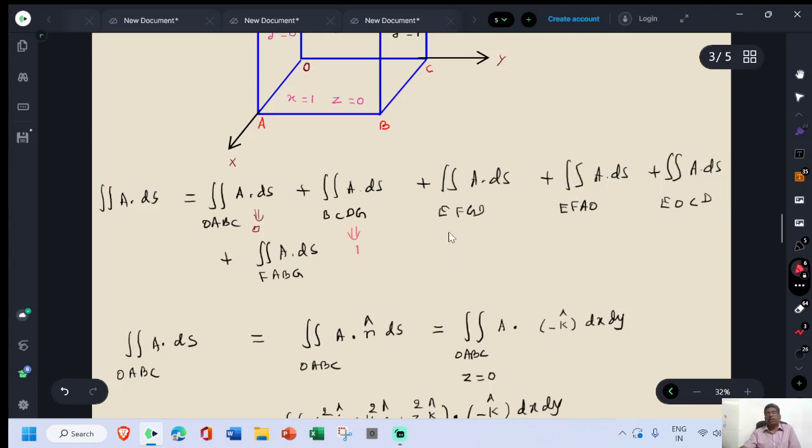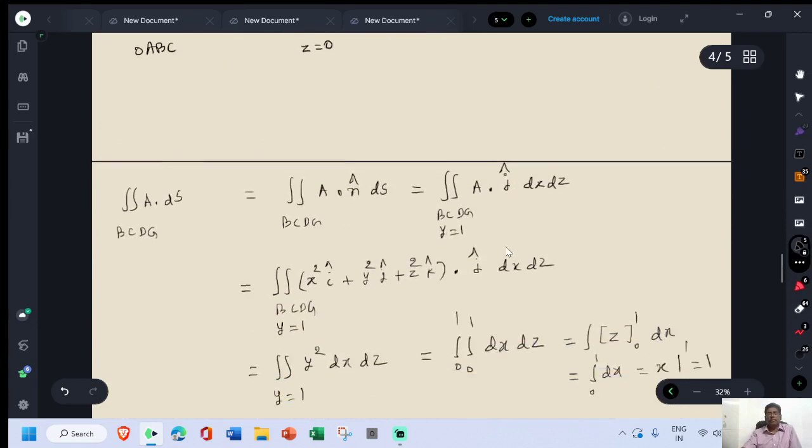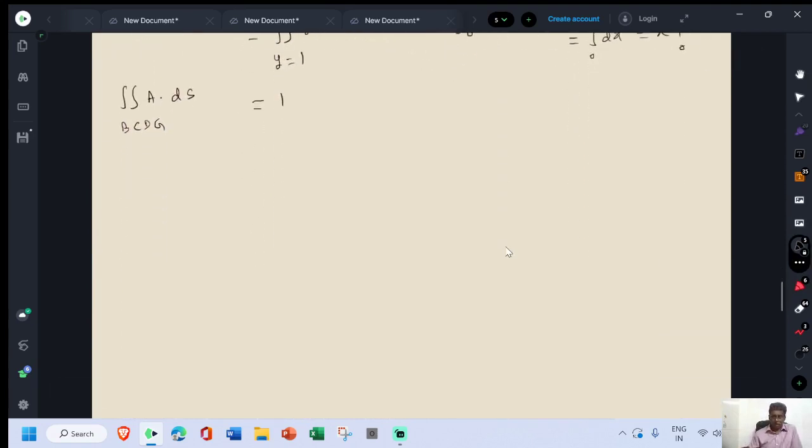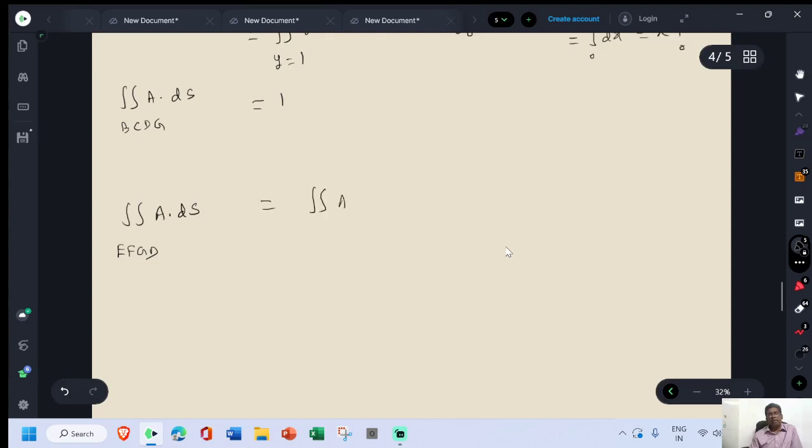Next, find out the value of the double integral of A dot dS over EFGD, which is equal to the double integral of A dot n cap dS over EFGD.